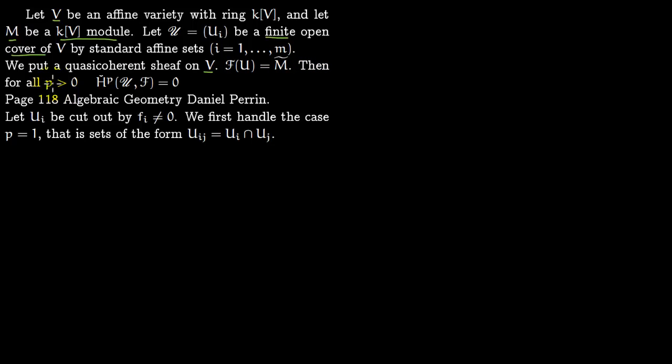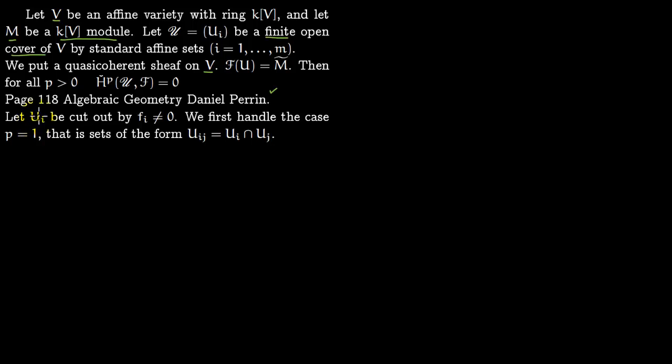So then for all p greater than 0, this H^p, the cohomology groups which we will compute from the Čech complex, they will be 0. So this check at the top denotes that this is the cohomology computed from the Čech complex. So you can find the proof of this result on page 118, Algebraic Geometry by Daniel Perrin. And you must read the proof after going through this lecture.